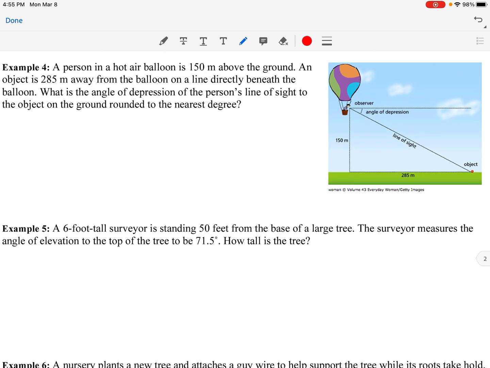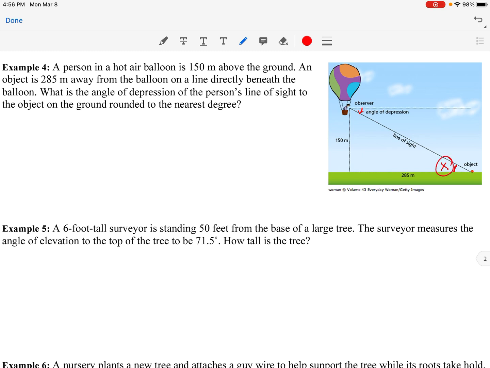Okay, example 4, we have a picture on this one. We have a person, it's all labeled as well. So the question is, what is the angle of depression? So they've labeled that here because it's from the horizontal. Remember, depression is the angle that's going from the horizontal down. But remember, that angle of depression is the same as this angle of elevation. So if I find out what this is, since that's a part of our triangle, that will tell me exactly what size the angle of depression is as well.